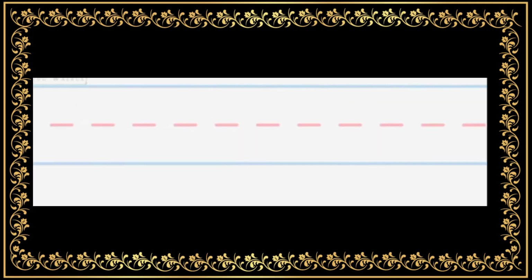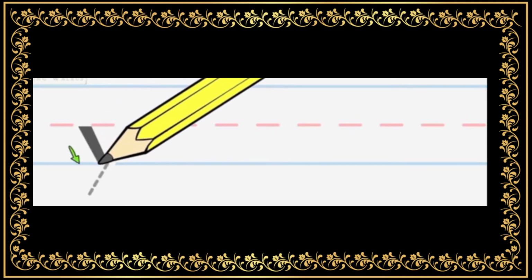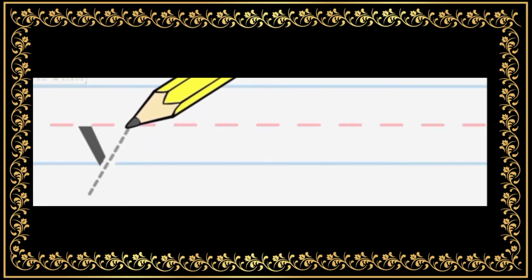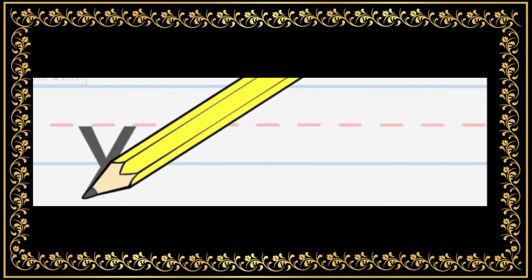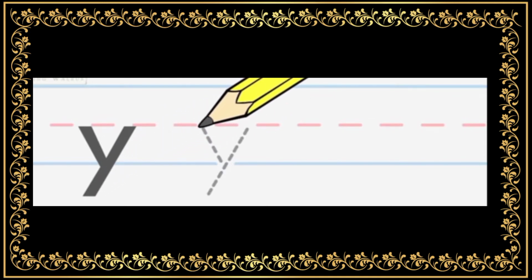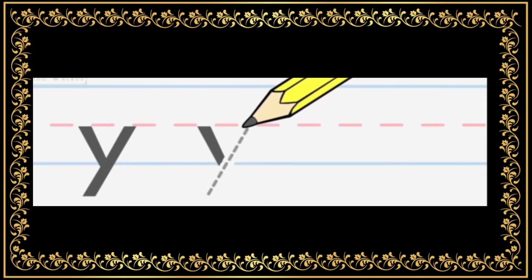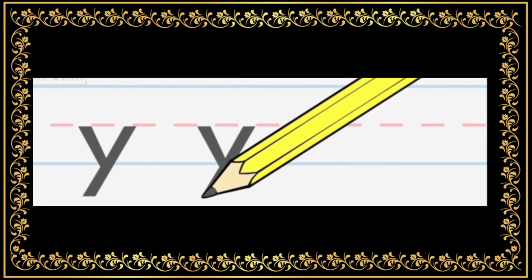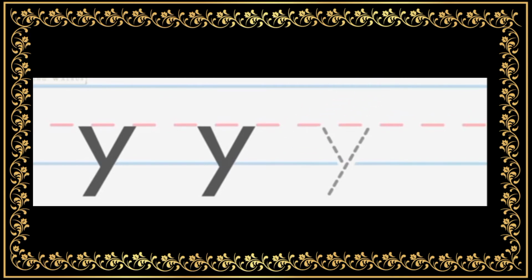Great job! Now we're going to write the lowercase y. That's the small y. Start in the middle and make a line down to the right. Then go back to the middle and make a line down to the left. Let's try that again. Down to the right, down to the left. Now you try. Now, check if you did it right.